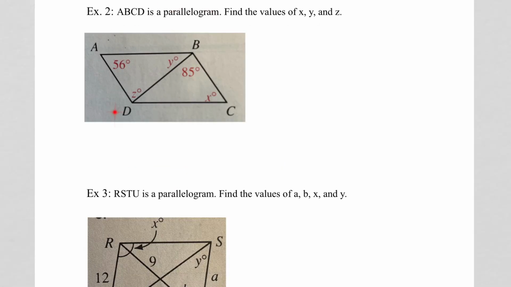Okay, this is a parallelogram. So now I know that these opposite angles are the same. So x is 56. In a parallelogram, these opposite sides are the same. So if this is parallel to this, that makes these 85 and z alternate interior angles. And alternate interior angles are the same, so z must be 85.